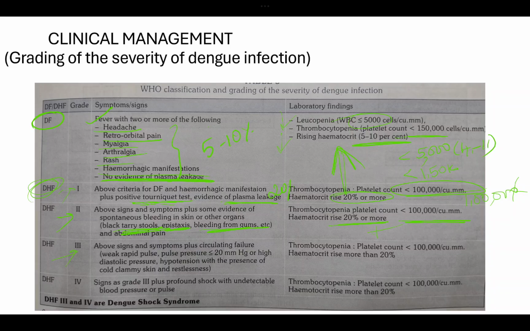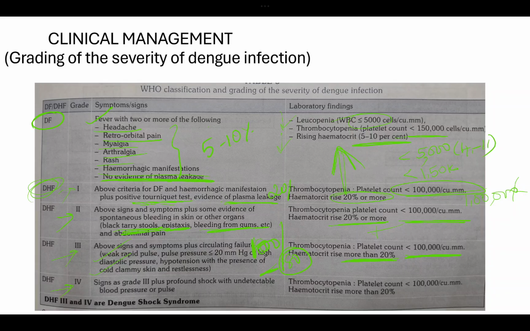Then dengue hemorrhagic fever in the third stage: the above signs plus circulatory failure. Slowly the shock symptoms set in: weak, rapid pulse, pulse pressure less than 20 mm Hg. As I said earlier, if the systolic pressure is 100, the diastolic pressure will be just 80, giving a difference of less than 20 mm Hg. Hypotension with cold clammy skin and restlessness. Here the platelet count will be less than 1 lakh per cubic mm, and hematocrit rises more than 20%.